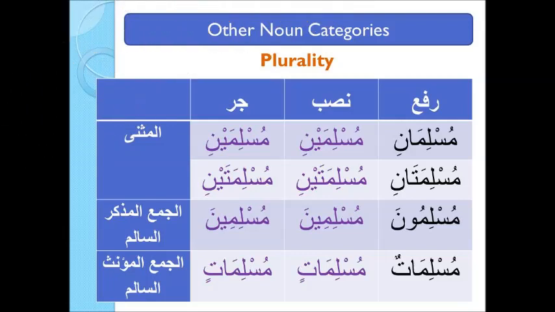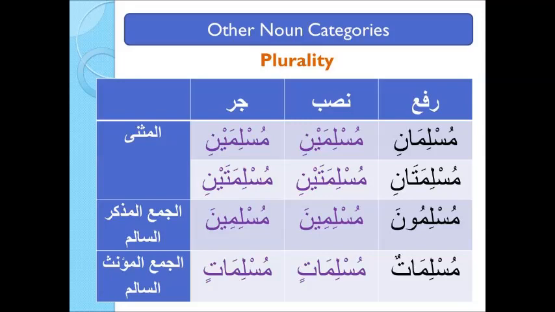We also spoke about plurality. We spoke about the muthanna, muslimani or muslimatani in the state of rafa, and in the state of nasab and jar we said muslimaini and muslimataini. We looked at Jama' Mudhakkar Salim, the sound masculine plural in the state of rafa, muslimuna, and in the state of nasab and jar, muslimina.